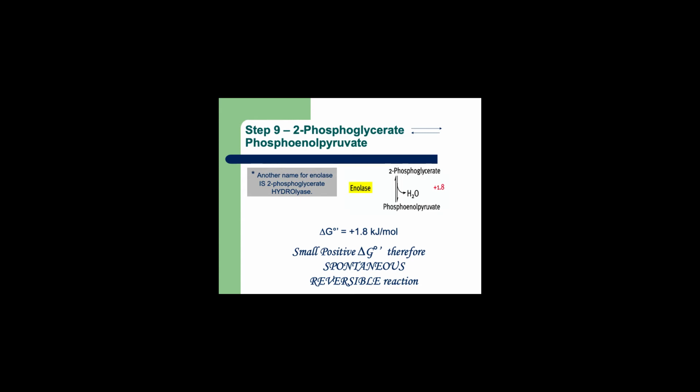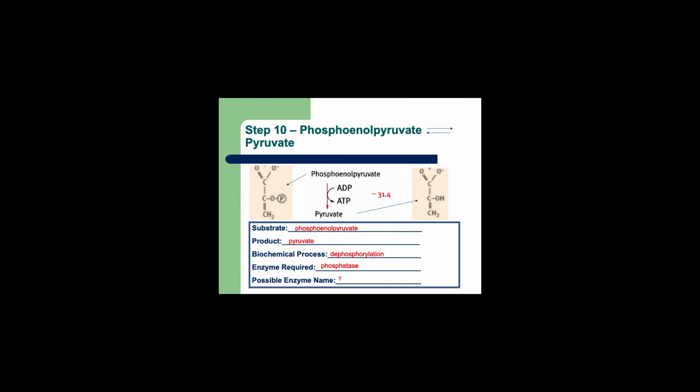As we can see, the Gibbs free energy is a very small positive number, and so this reaction is spontaneous. And as a result of the bidirectional arrows, it also is reversible. Now we're finally at the last step of glycolysis, where we see phosphoenol pyruvate getting converted into our final product of glycolysis, which is pyruvate. Remember, this happens twice, so we do have 2 pyruvates produced from one glucose molecule.